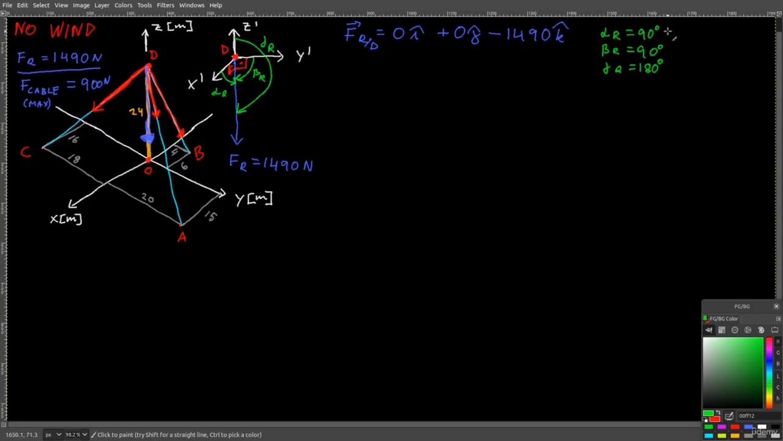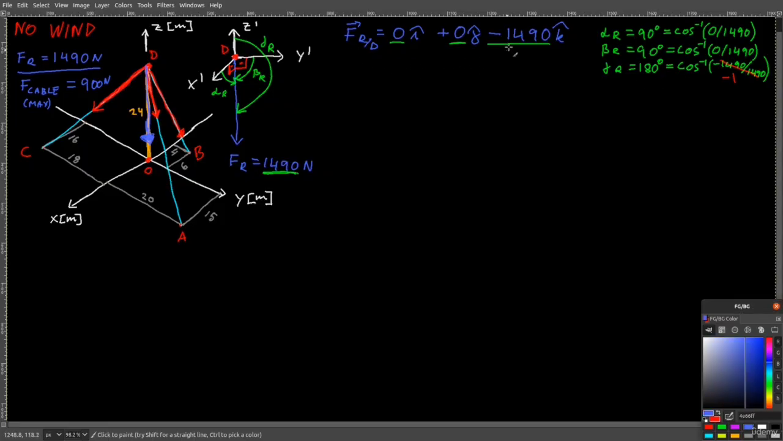You can also see it mathematically. Alpha r equals inverse cosine, and then you have 0 divided by the magnitude of the vector. That will give you 90 degrees. Similarly, here you also have inverse cosine, and then 0 divided by 1490. That also gives you 90 degrees. And then for gamma r, you have inverse cosine, and then you have minus 1490 over 1490. And that, of course, will give you minus 1. And inverse cosine minus 1, that's 180 degrees.